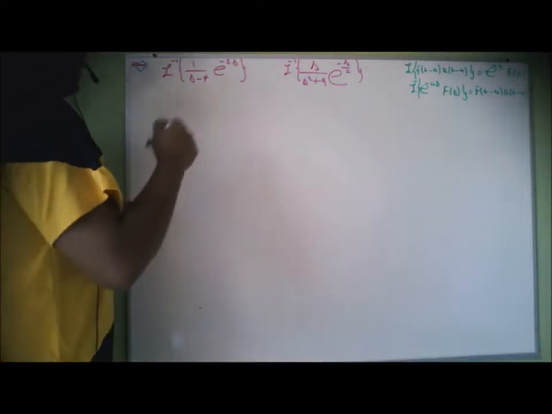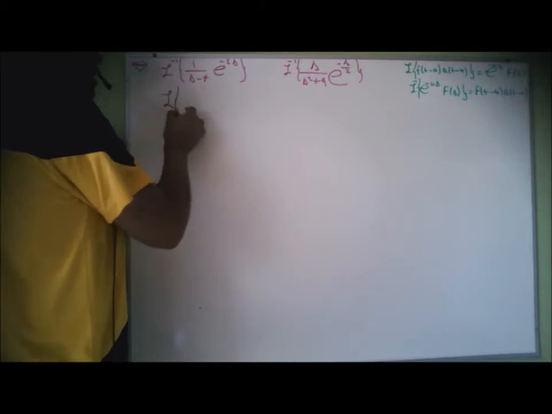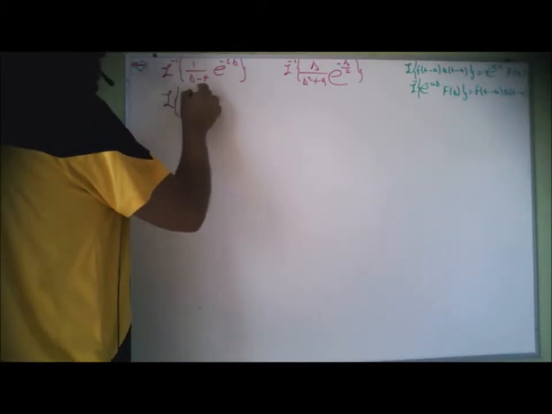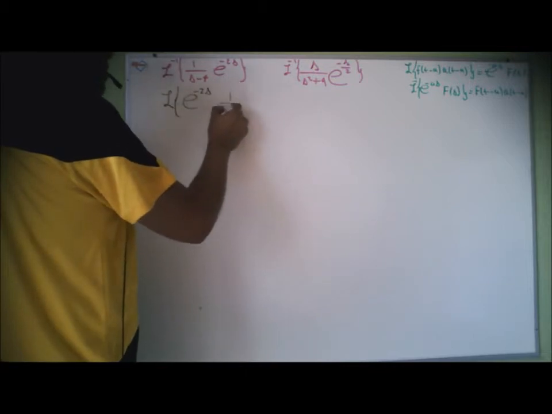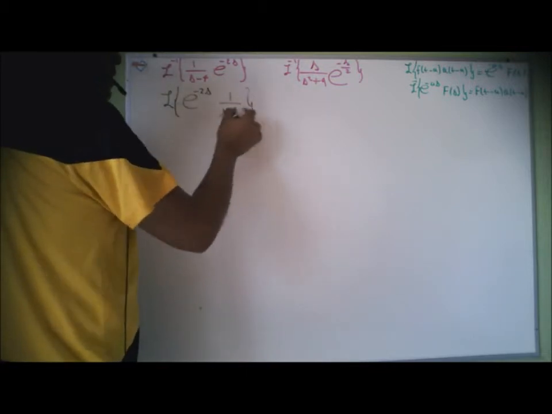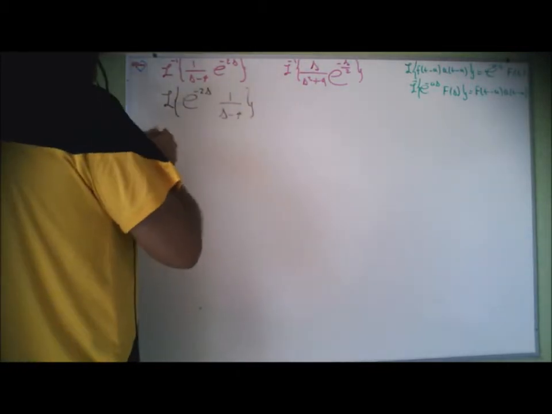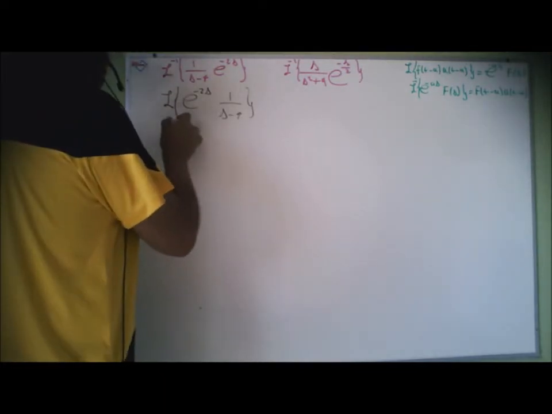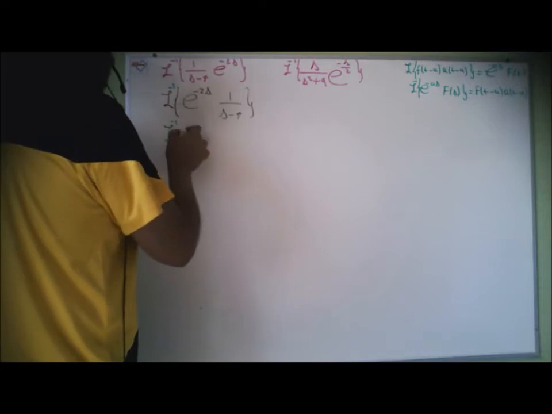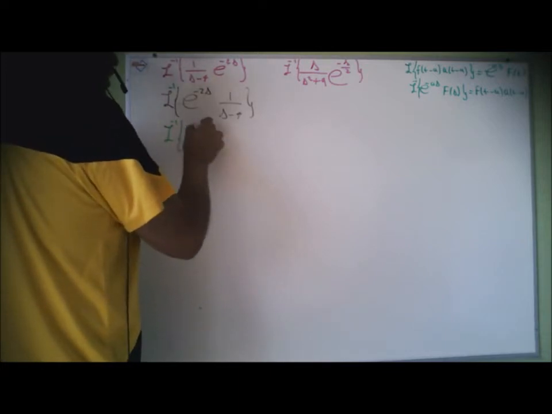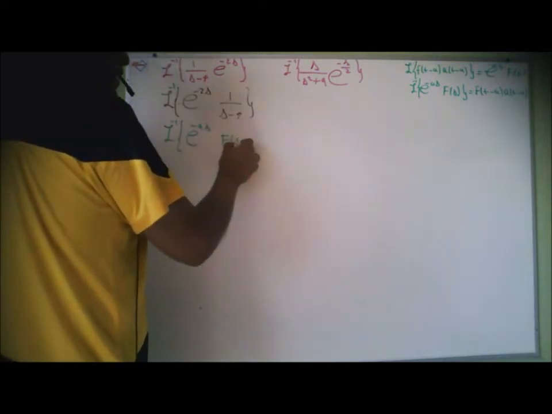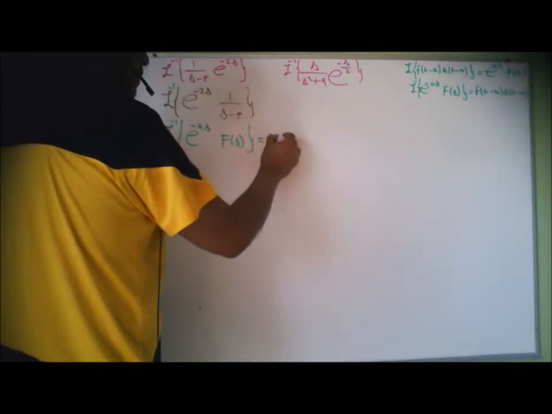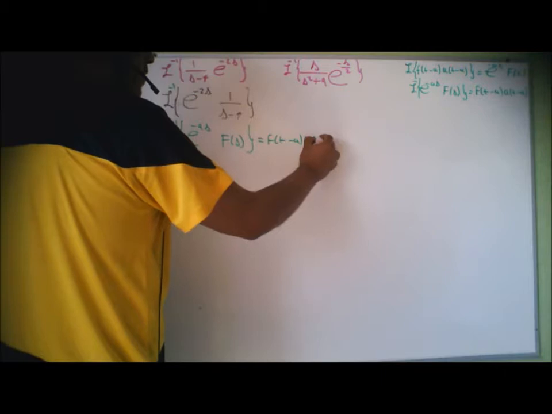I'm going to write it in the form of the formula: exponential of minus 2s, times 1 over s minus 4. And check this out. Down below, I'm going to write the formula. The formula of the Laplace inverse of exponential of minus as F of s is equal to f of t minus a, u of t minus a.